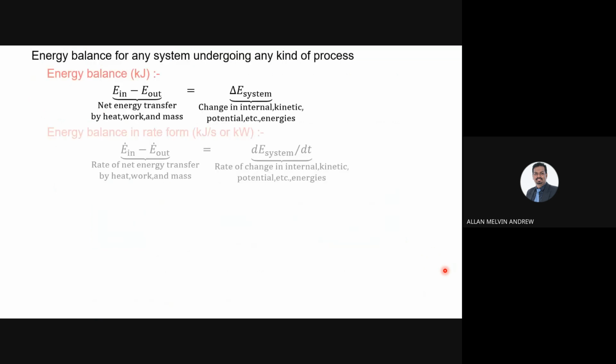Okay, so again the same formula: energy balance, E in minus E out equals the changes in the system. Now the energy balance in rate form. Rate form, as I have told you, is based on time. So it's related to time, and in rate form you always have a dot on top. E in dot minus E out dot equals the change in the system over time, so per dt.